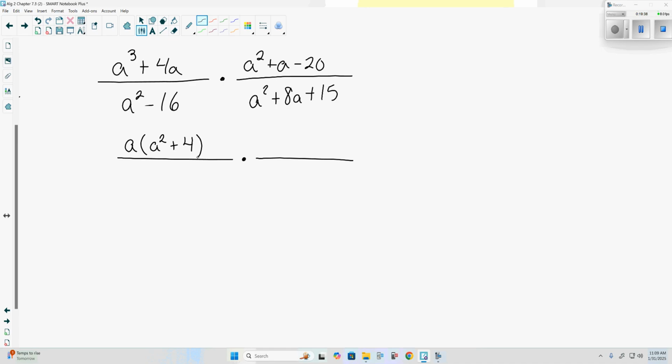Now we can go on and factor the a squared minus 16, because it is a difference of perfect squares. We'd have a and a for a squared, and 4 and 4 for 16, giving us a plus 4 and a minus 4.